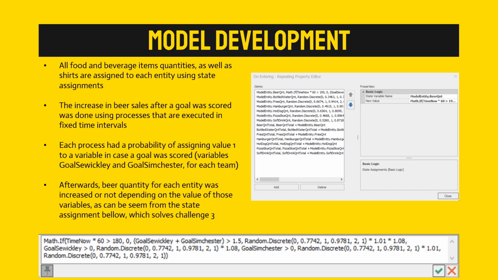For challenge 3, which proposed an increase in beer sales if a goal was scored, two processes, one for each team, were executed in a fixed time interval, as goal attempts were assumed to be scattered equally through the match, and they had a probability of turning a variable into 1 if a goal was scored, or 0 if not. Afterwards, beer sales would increase or not based on a condition on the value of these variables, as can be seen in the picture below.